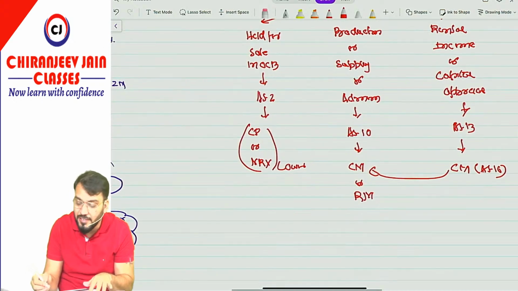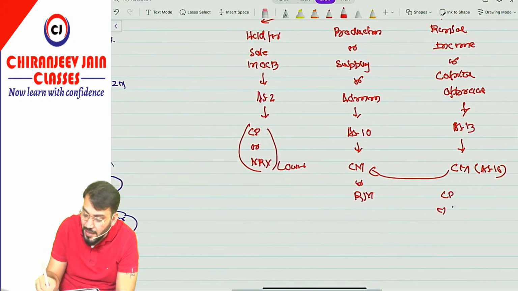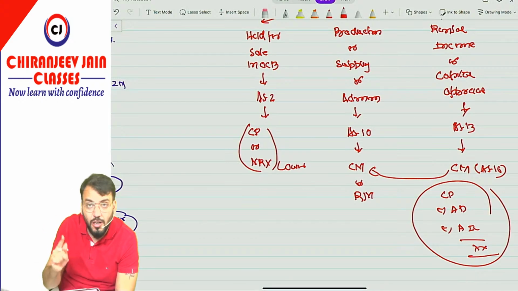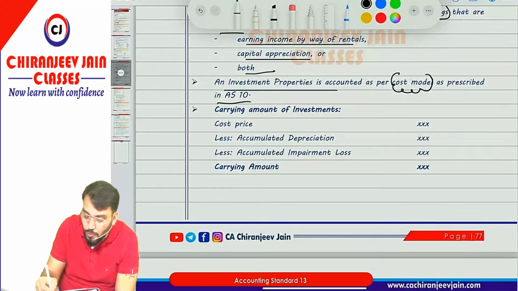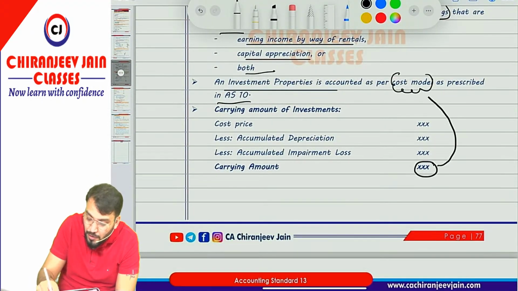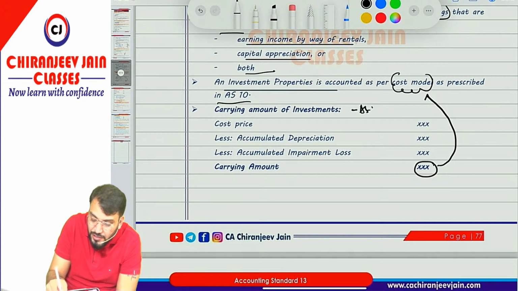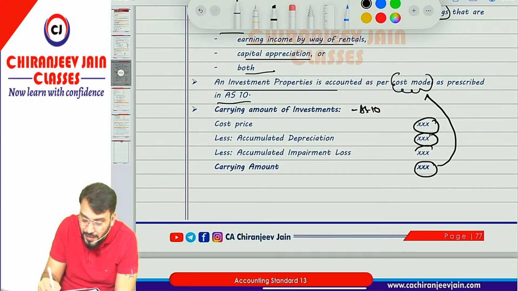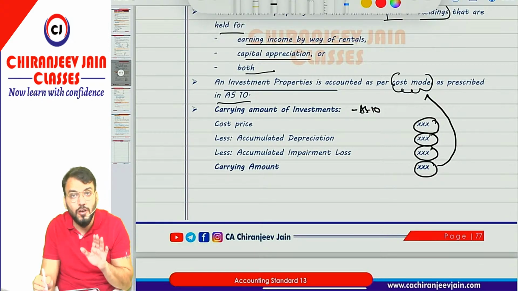So cost model, can I say we need to find out cost price, less accumulated depreciation, less accumulated impairment loss if any. This will be the carrying amount as per the cost model. So depreciation, investment property will be depreciated as per the guidance given under AS 10 and will be impaired as per the guidance given under AS 28. Understood this point? So what they want to say, how to find out carrying amount as per cost model, that will be as per AS 10. So cost price less accumulated depreciation less accumulated impairment loss, this will become carrying amount. Got this point? Yes sir.